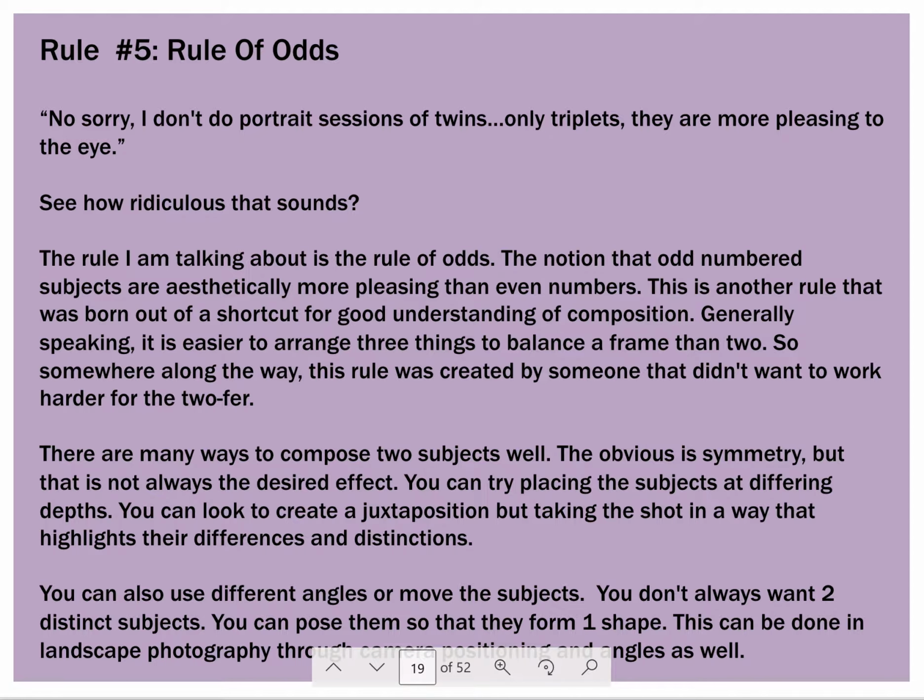Okay, so rule number 5 is the rule of odds, and the rule of odds means that you generally want to shoot odd numbers, 1, 3, 5, 7. It's just more aesthetically pleasing. However, you're not always going to have that opportunity. There's plenty of ways to shoot evens, and we're going to look at a couple here.